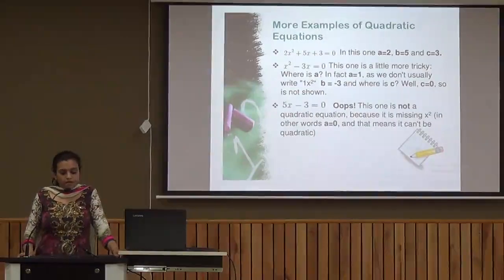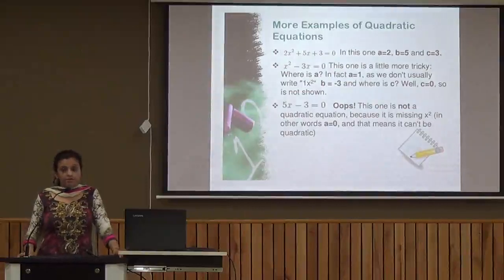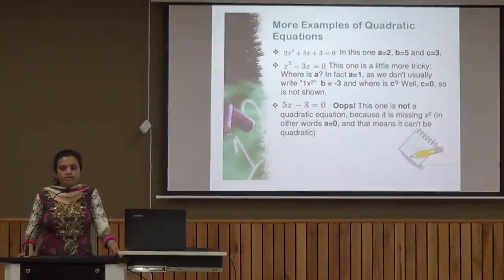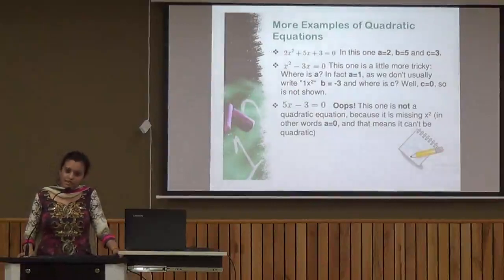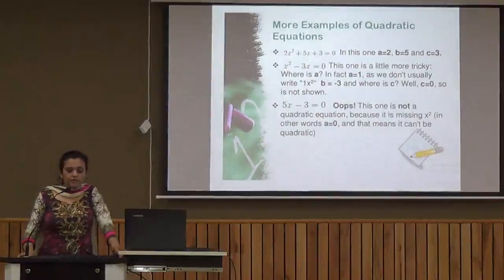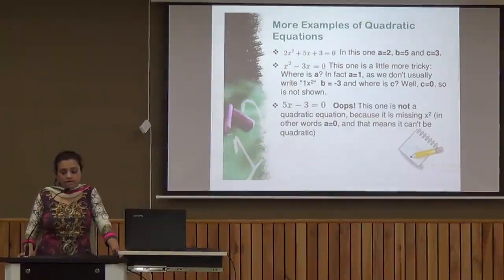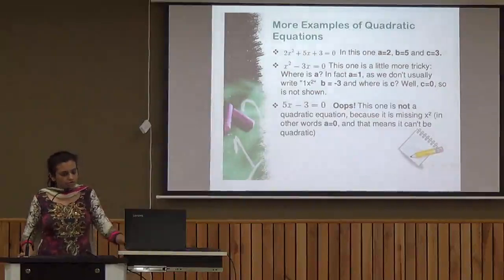Just see the first point. 2x squared plus 5x plus 3 is equal to 0. Yes, it is a quadratic equation. Because it has an equal to sign, obviously it's an equation, and quadratic because there's a quadratic term, which is the x squared. Look at the coefficient of x squared, 2, coefficient of x, 5, the constant term is 3, wherein a is equal to 2, b is equal to 5, c is equal to 3.